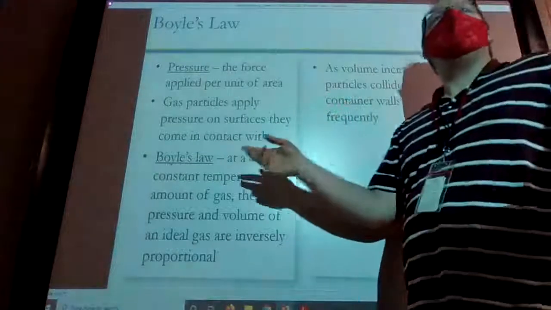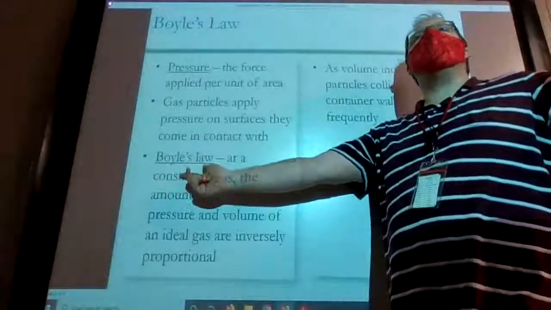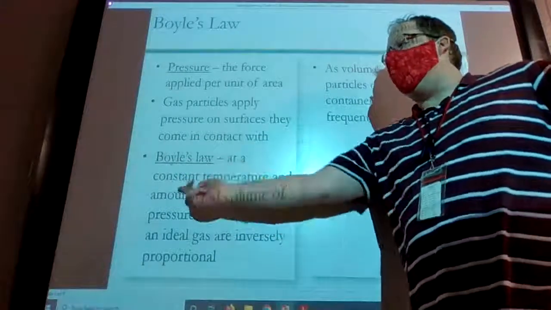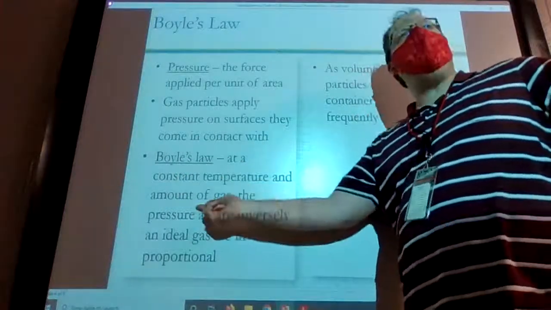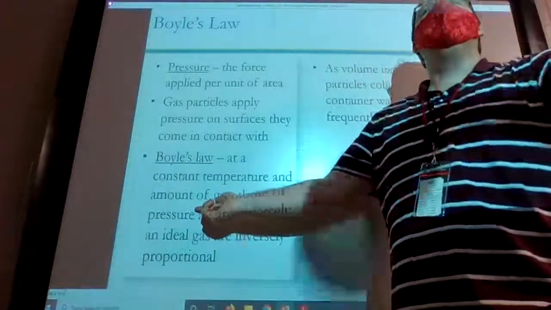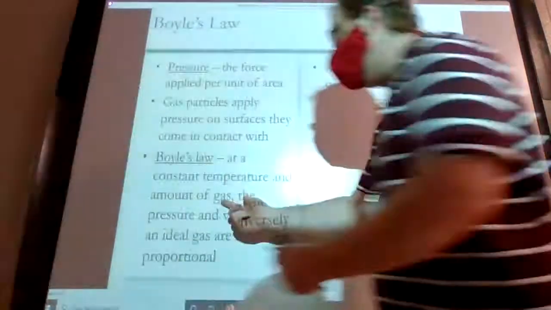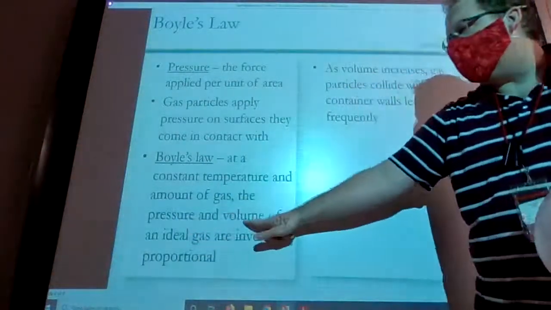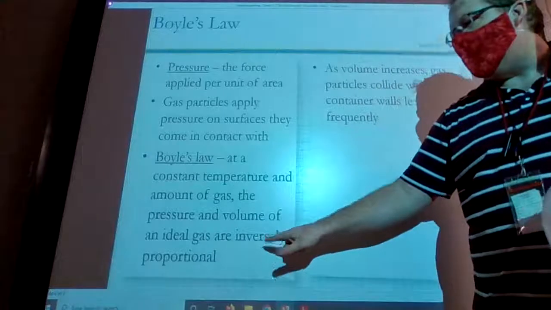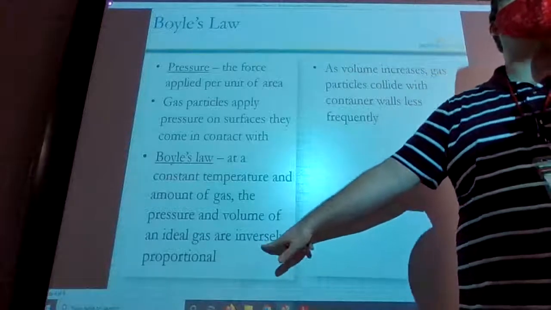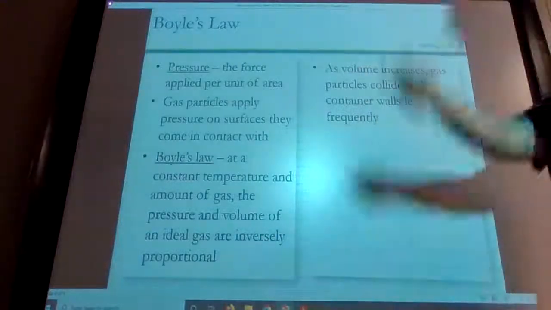You'll see. So look, Boyle's law. This is the one we're working on today. Boyle's law at a constant temperature and amount of gas. So right at the front, Boyle's law tells us that the temperature doesn't change and the number of moles doesn't change. I'm keeping those two the same. They're constant. At a constant temperature and amount of gas, the pressure and volume of an ideal gas are inversely proportional. What does inverse mean? Yes, up and down opposite.